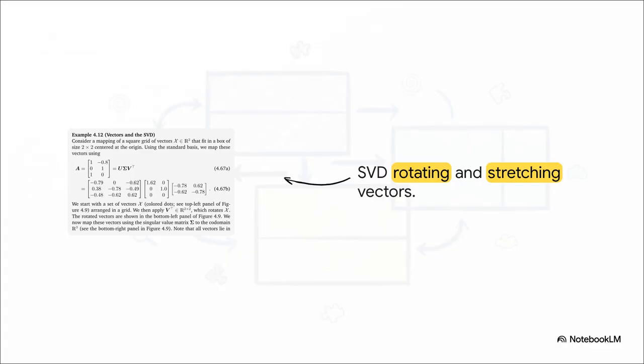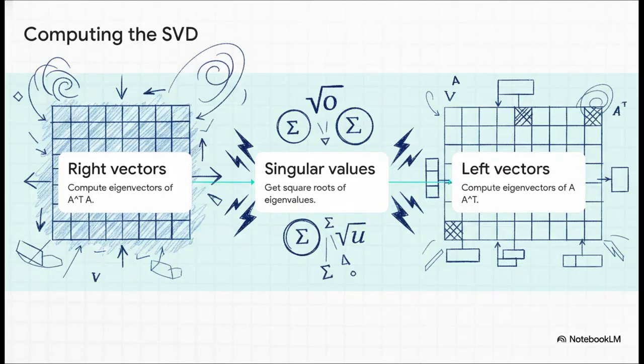Take a look at what that equation actually means in physical space. It's practically a geometric dance. SVD literally takes a square grid of data, represented by those colored dots, and transforms it systematically. First, V transpose rotates the grid. Then, the sigma matrix stretches it by the singular values. Finally, the U matrix rotates it again into a totally new space. It's a highly structured sequential transformation. So how do we actually compute this?